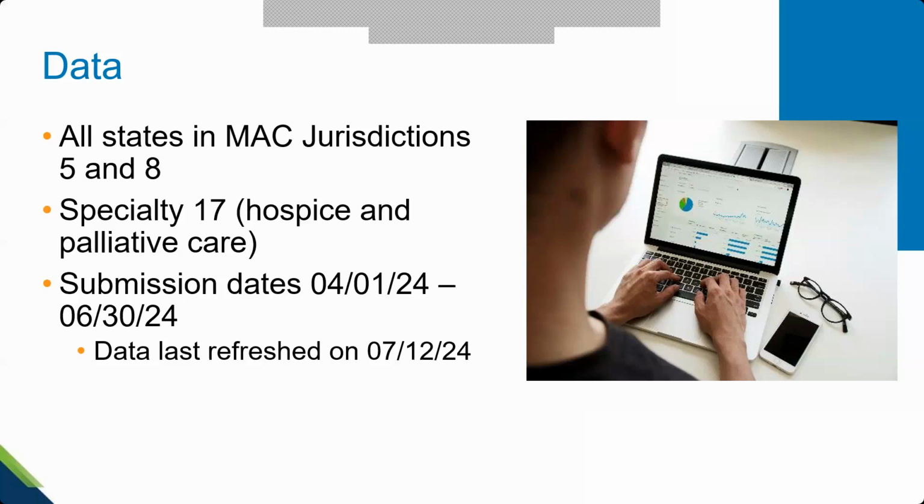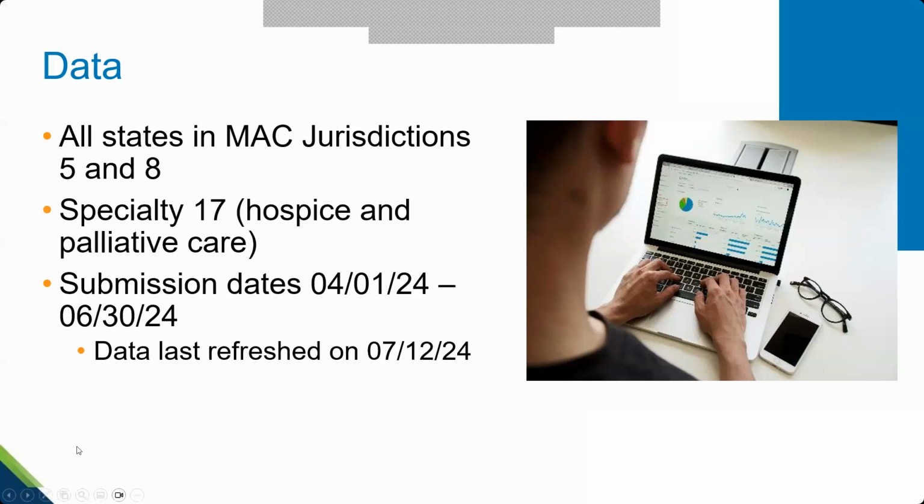So Specialty 17, as I mentioned, is hospice and palliative care. I pulled data for submission dates. You see it here on the slide, April 1 of 2024 through March 30 of 2024. So April, May, and June of this year. And it says there, that last bullet, that the data was last refreshed on July 12 of 2024. So what that means is any claims submitted for that date range you see there after July 12 of 24 will not be included in the data I will present. And keep in mind that we pulled this information and published this handout on our website a while back already. So that's why it's July and not a date more recent.